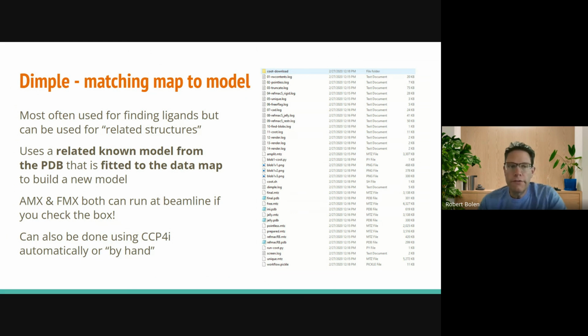But it can also be used for related structures, and by related I mean a model that is similar to our protein that's already in the Protein Data Bank is fitted to the data map. And we use that to build a new model.